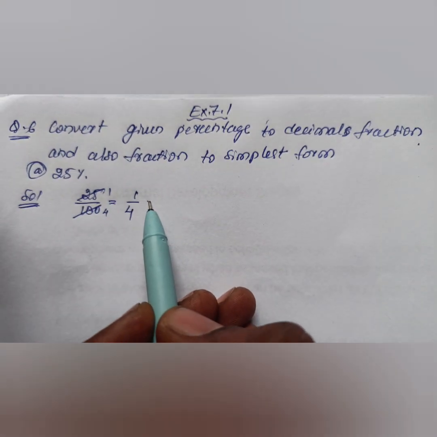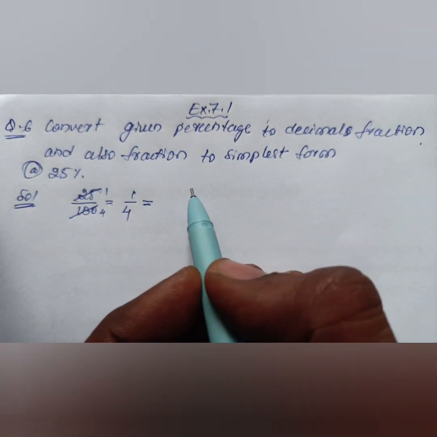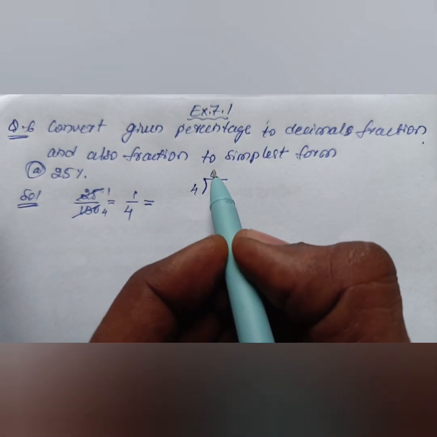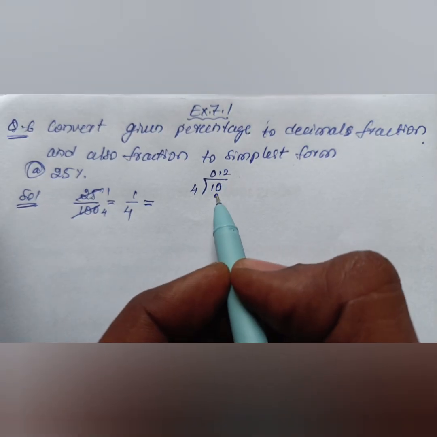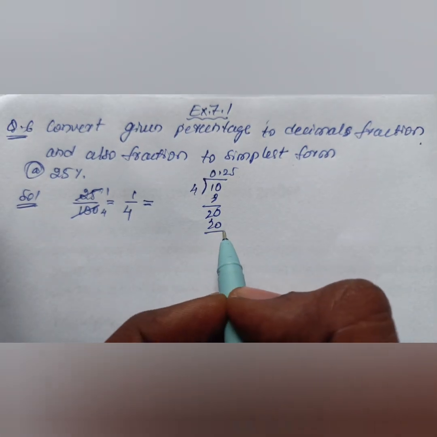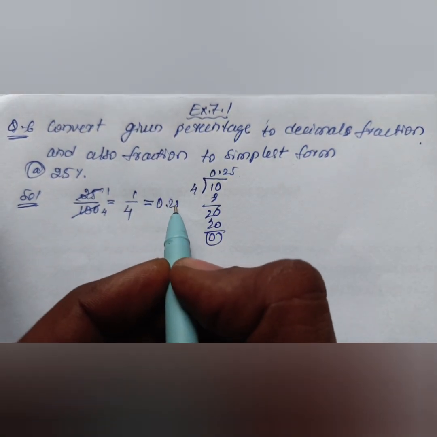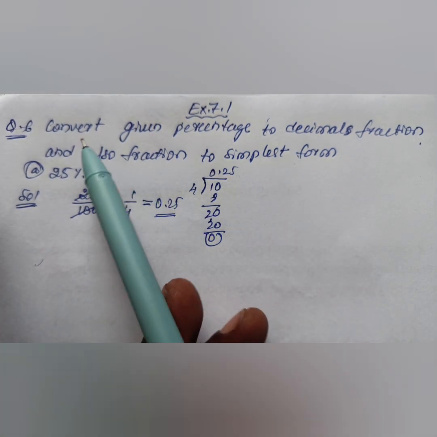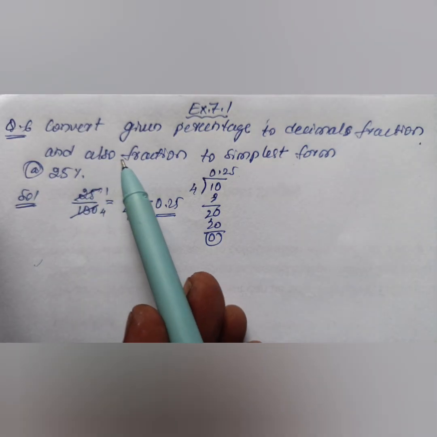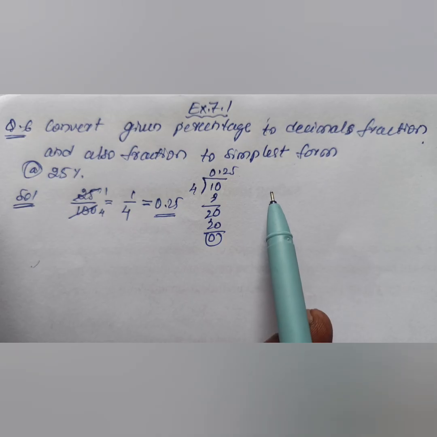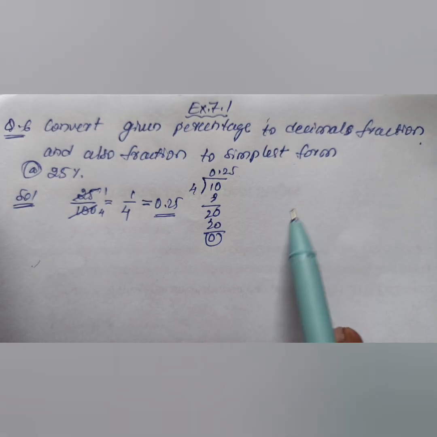So 1 divided by 4, when we divide 1 by 4, what do we get? 1 is a smaller number. It is not divisible. So we take a point here and 0. 4 2s are 8. Gain 2. 0 bring down. 4 5s are 20. So this will become 0.25. This is a decimal form, right? So we have done: convert the percentage to a decimal fraction and also a fraction to simplest form. This is the calculation that we have done. You can see we have converted to a decimal form.